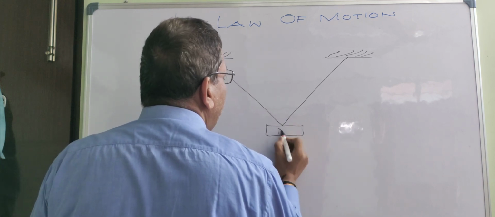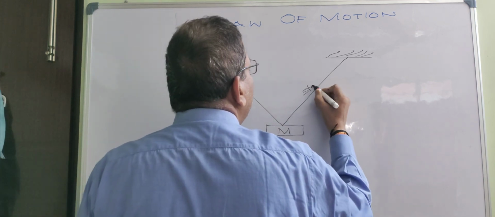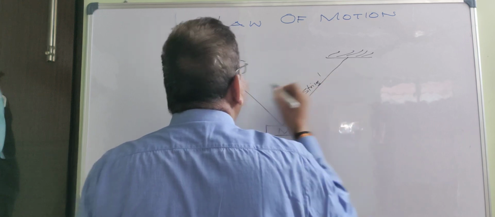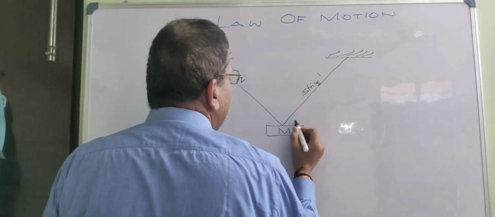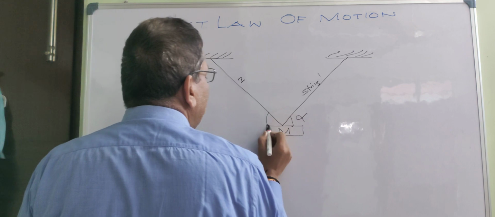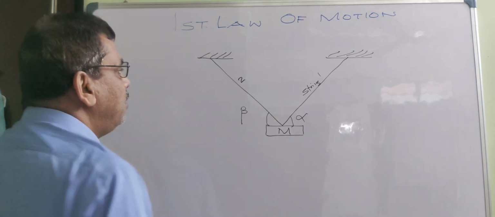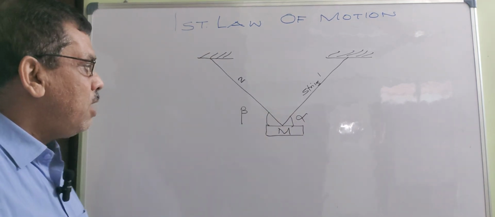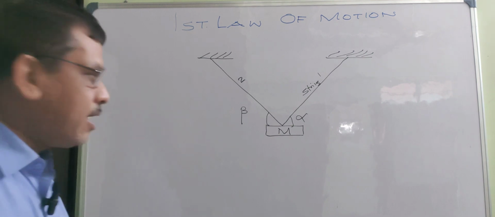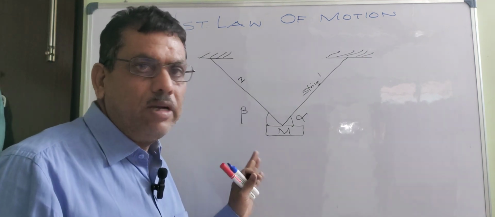Let us say this is the mass of the object here. This is string 1, this is string 2. And let us say this angle is alpha, this angle is beta. These are the two strings. Now since this object is at rest, then I can say the resultant force acting on the object is zero.